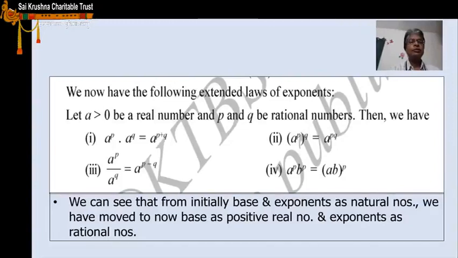So what is left out? Negative real numbers for the base, and any real number for the exponent. Now exponents can be negative also. Positive rational numbers and negative rational numbers are all allowed as exponents. Irrational numbers are not yet allowed as exponents, whereas for the base, positive real numbers are allowed. That means irrational numbers are also there, but negative numbers are not. So what is left out is negative real numbers for the base and irrational numbers for exponents. These we will study in later classes. Presently in this class, we will study only up to this.